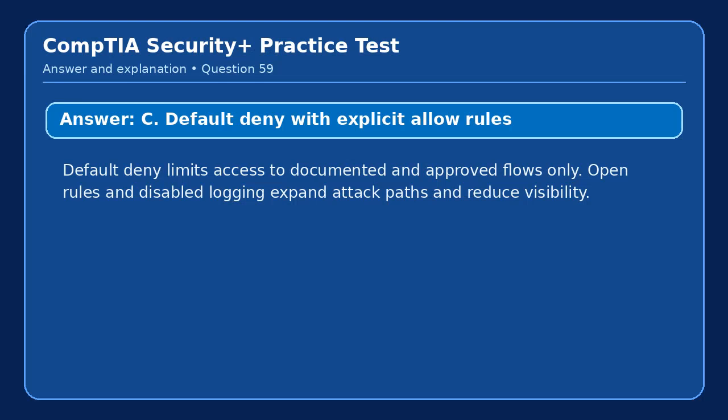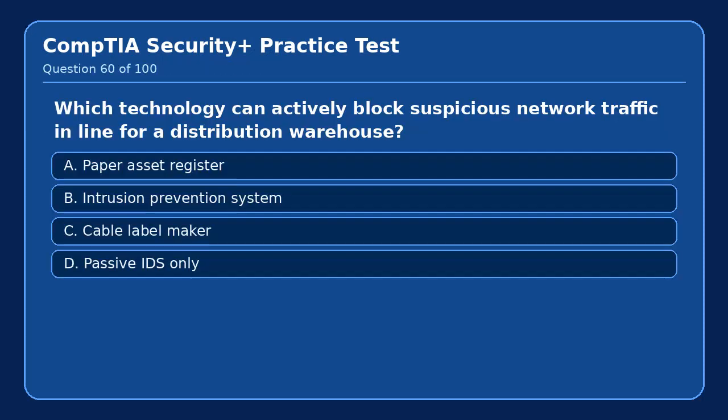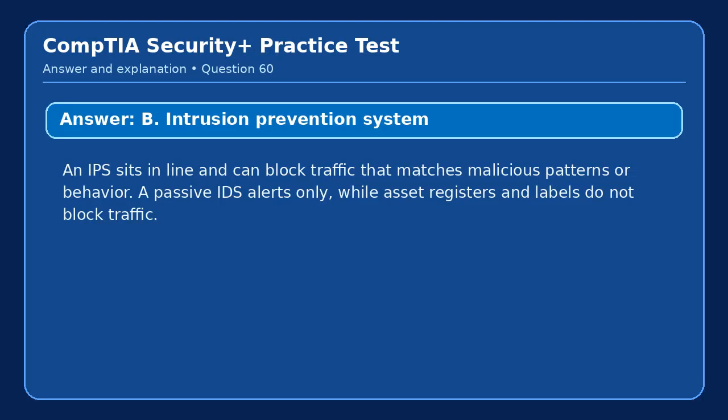Question 62. How should a payment processor secure company phones that access business email? A. Store passwords in contact names. B. Share one phone for all employees. C. Let users disable all lock screens. D. Use mobile device management to enforce encryption, screen lock, and remote wipe. Take a moment to choose your answer. The answer is D. Use mobile device management to enforce encryption, screen lock, and remote wipe.